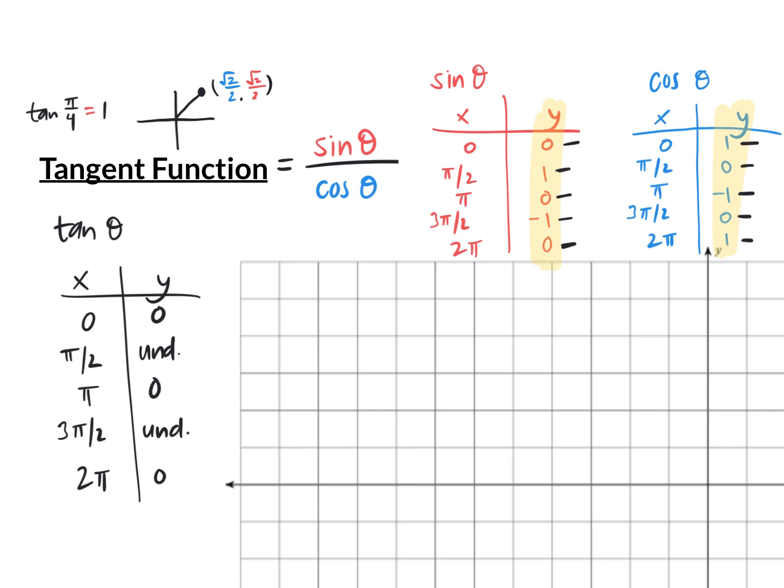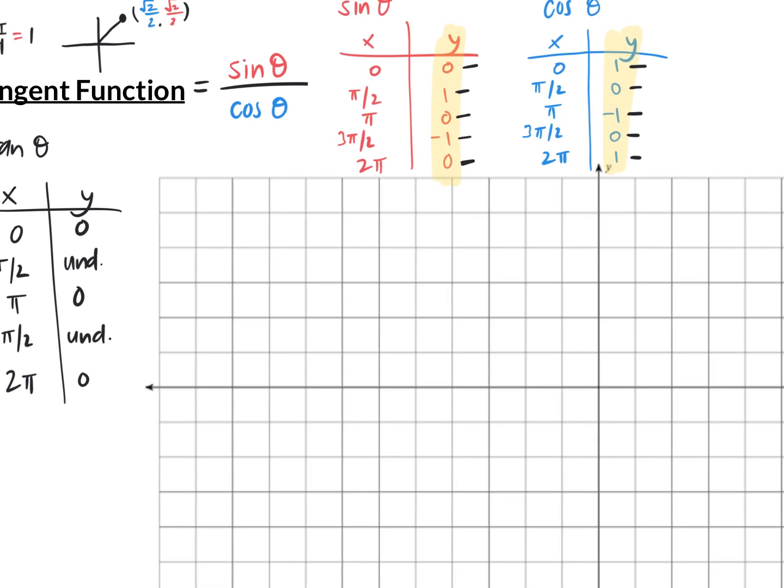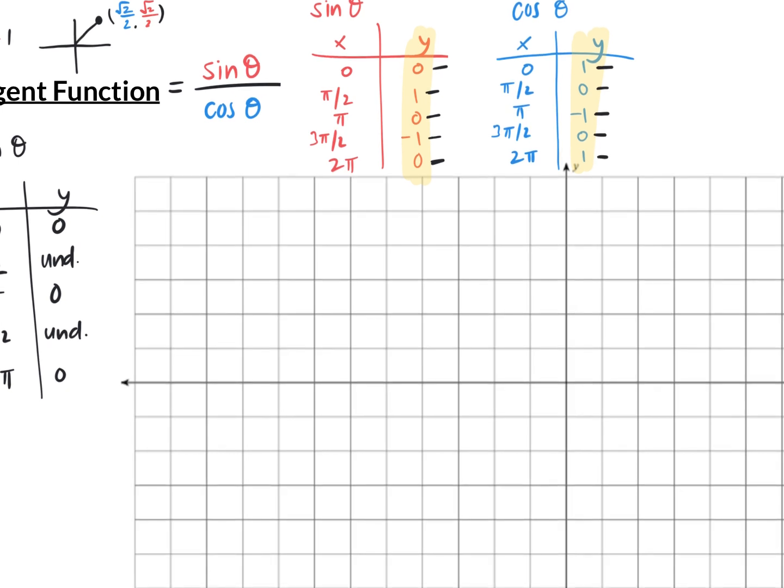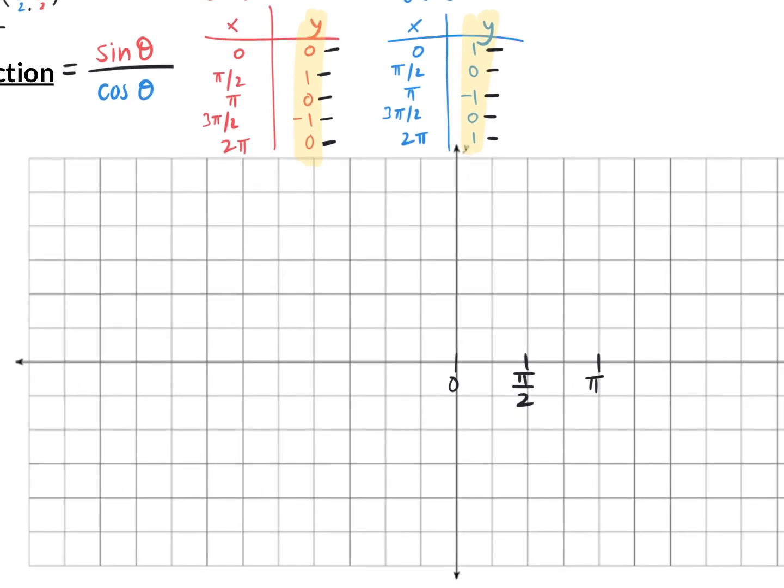Okay, so at those values of pi over 2 and 3 pi over 2, I'm going to have vertical asymptotes. So let's start out by drawing and labeling my x-axis. Every 2, I will go by pi over 2. Okay, so at 0, at pi, and at 2 pi, I'm going to have vertical asymptotes there.